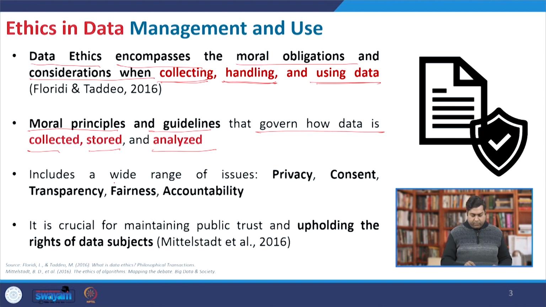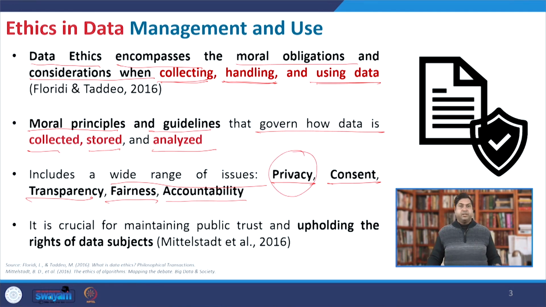This includes a wide range of issues like privacy, consent, transparency, fairness and accountability. We will discuss each of them in subsequent slides. Privacy is where you take some information which is encrypted, so you are not authorized to simply publish it. In some cases it is very confidential, like biomedical research or genetic research. Those cases are very sensitive and you cannot simply publish that for the open audience.